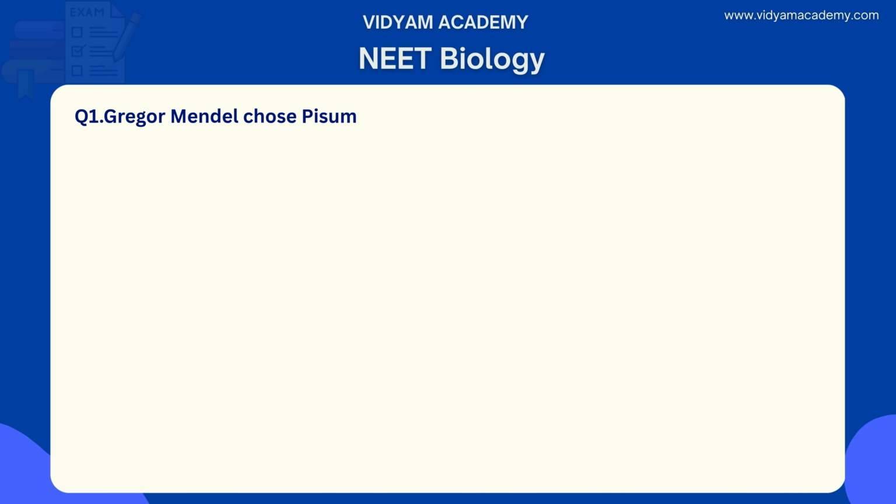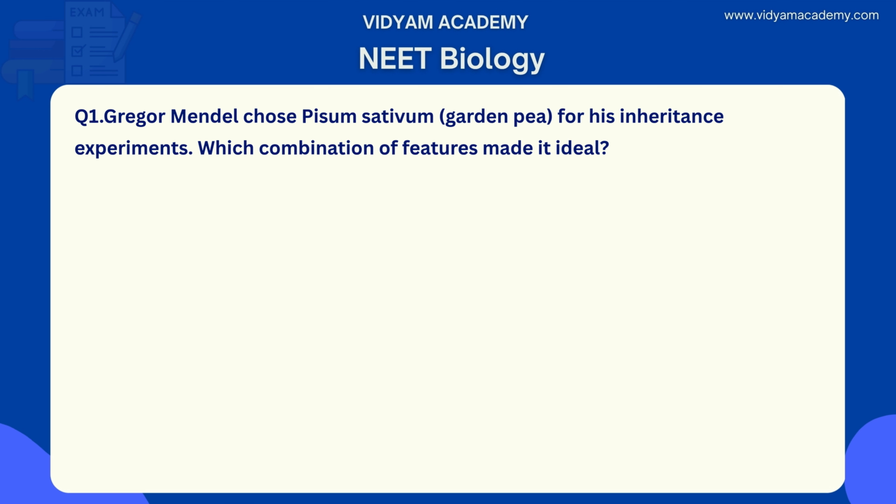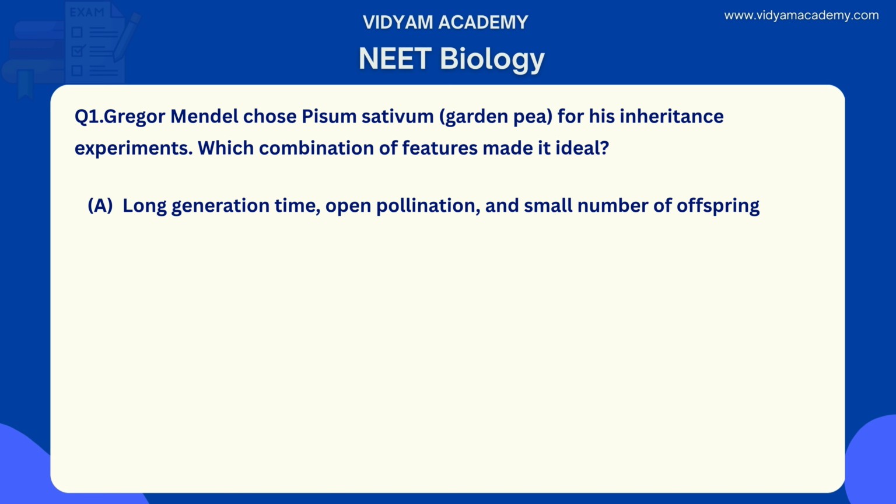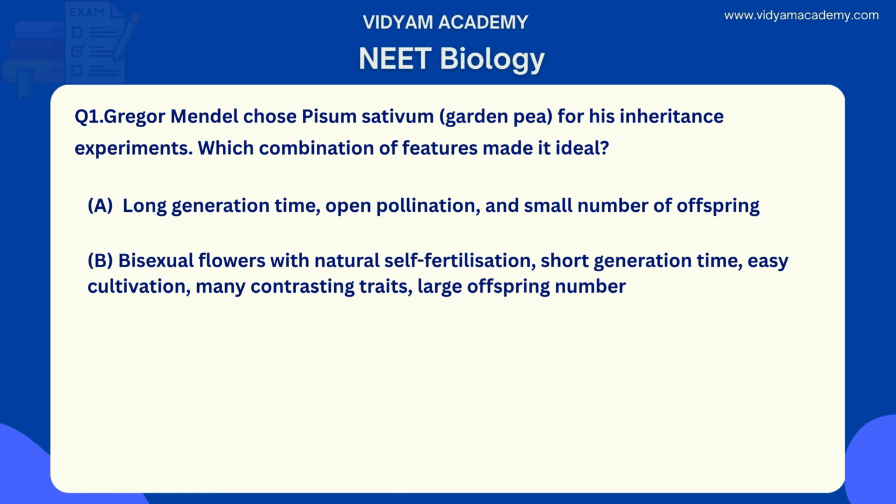The first question is, Gregor Mendel chose Pisum sativum, the garden pea, for his inheritance experiments. Which combination of features made it ideal? Option A, long generation time, open pollination and small number of offspring. Option B, bisexual flowers with a natural self-fertilization, short generation time, easy cultivation, many contrasting traits, large offspring number.